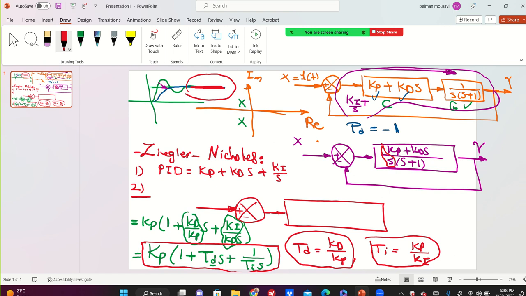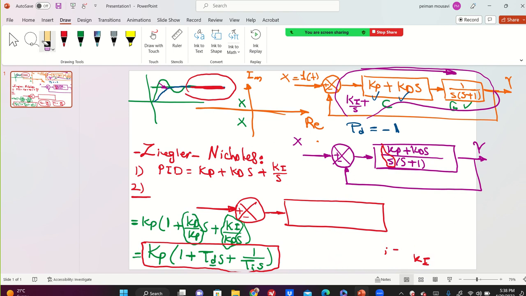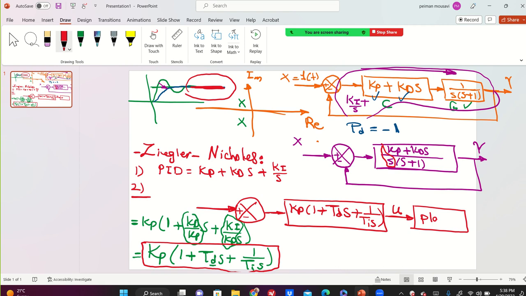Can I delete that? Everybody? So I'm putting the controller here: Kp times 1 plus TdS plus 1 over TiS. This goes to, this is the control command U, remember again. This goes to the plant. The plant can be your car, can be a robot, can be a satellite, whatever.